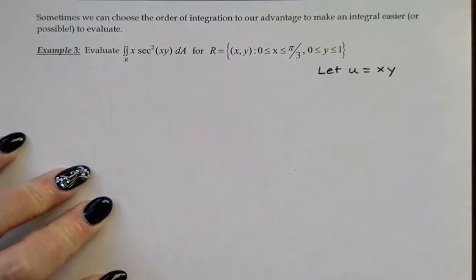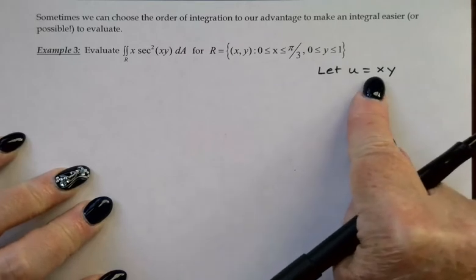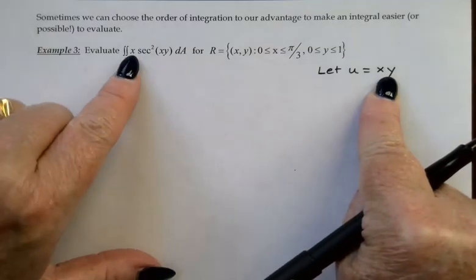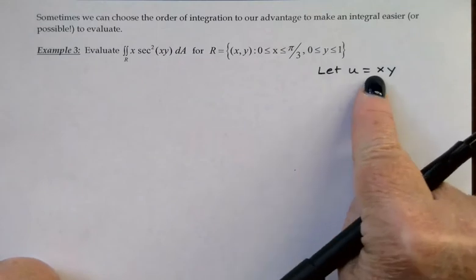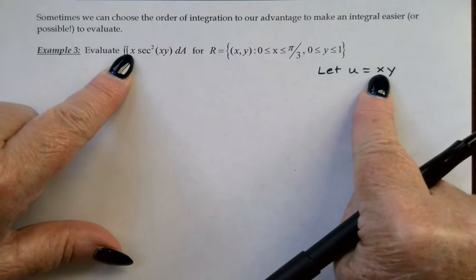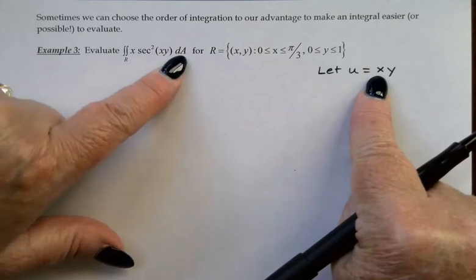Now this is where the strategy comes in. If I take the derivative of u with respect to x, I'm going to get 1y. And I don't have a y out here to work with. However, if I take the derivative of u with respect to y, I'm going to get x times 1, or just x. And I do have an x out here to work with. So it's going to be better for me to do the y derivative, meaning I'm also going to want to do the y integral first.